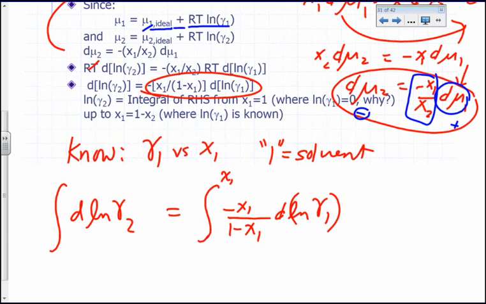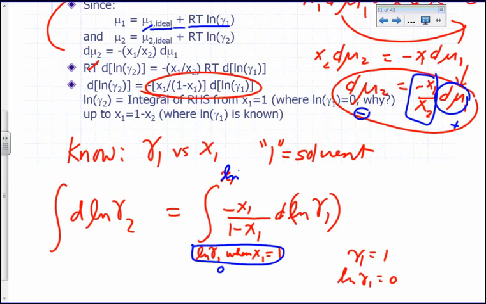Wrong limit. It should be whatever the value of ln gamma 1 is when x1 equals 1. When you have pure x1, we expect gamma 1 to be equal to 1, so ln of gamma 1 would be equal to 0. So the lower limit would just be 0, and the upper limit would be ln of gamma 1 at whatever mole fraction for whatever solution you're interested in, at the x1 of the solution.